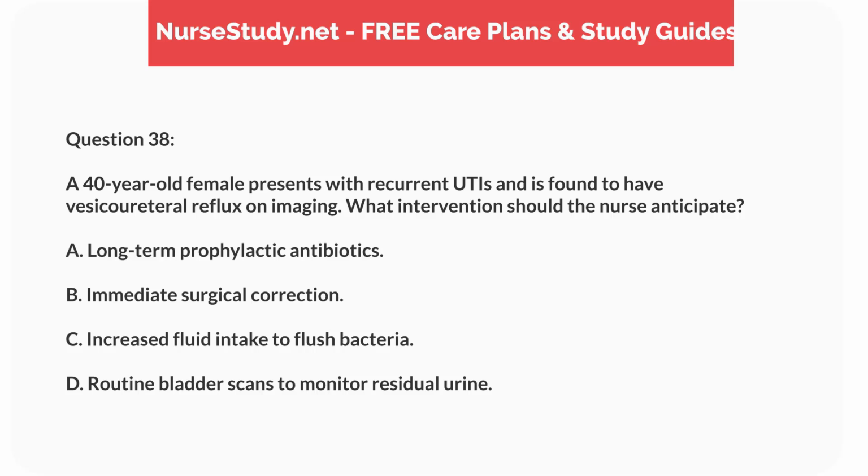Question 38. A 40-year-old female presents with recurrent UTIs and is found to have vesicoureteral reflux on imaging. What intervention should the nurse anticipate? A. Long-term prophylactic antibiotics. B. Immediate surgical correction. C. Increased fluid intake to flush bacteria. D. Routine bladder scans to monitor residual urine.